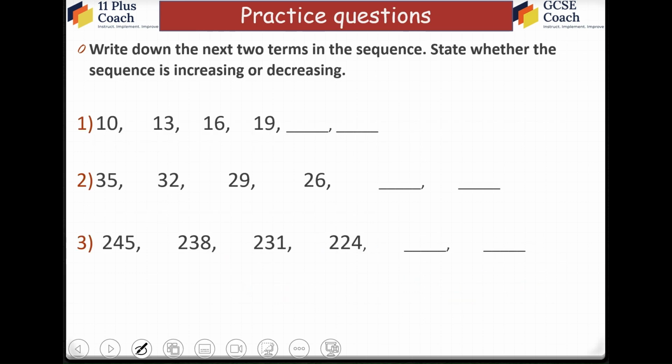So moving on, here are some practice questions for you to attempt. Pause the video and have a go at these questions, and see if you get them right after you've finished. So hopefully you've had a go at these questions.